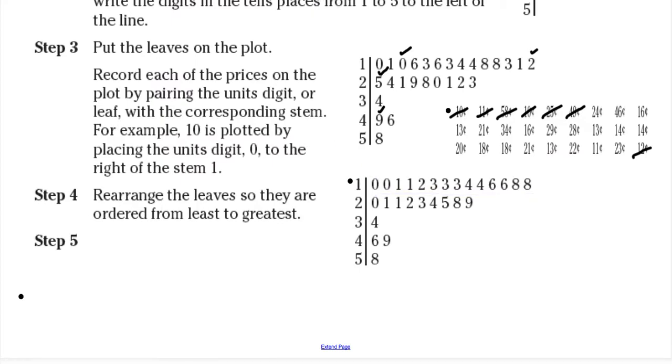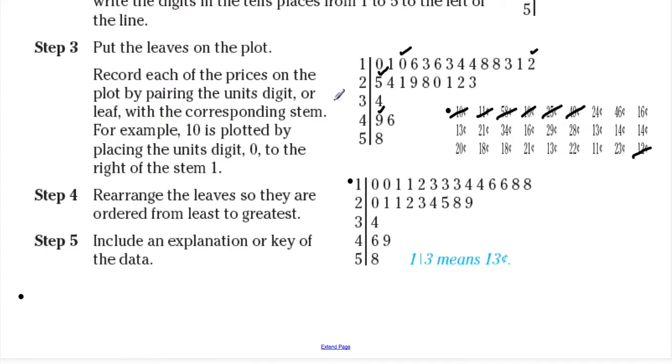And then step number 5, include an explanation or key of the data. Now, if you notice, this is just a bunch of numbers. If you do not include an explanation or a key, this would not mean anything. So what you want to do is include a key, which simply means this. If you include a key, all you need to do is get one piece of data, in this case 13, okay? So you get the 1 and the 3 and include that there. 1 vertical line 3 means 13 cents.